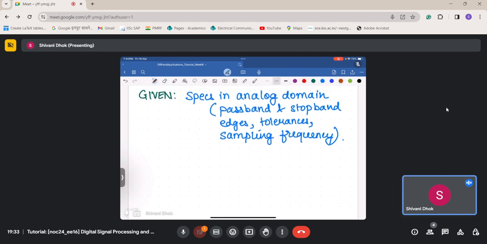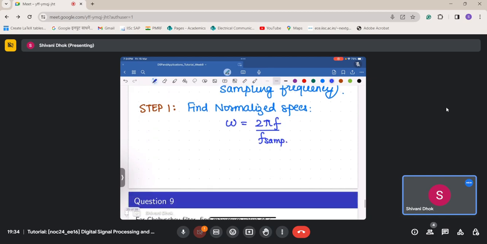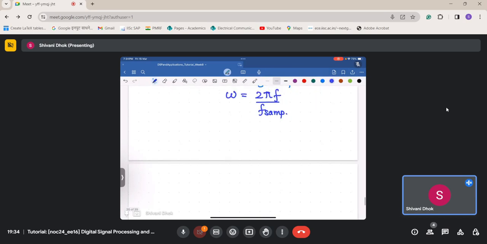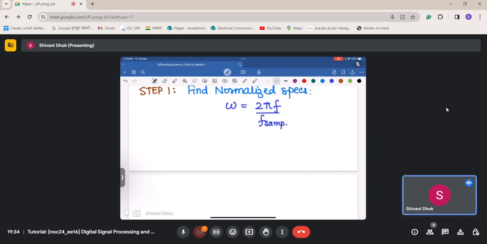Now let us start with step 1. It is to find normalized specs, and for that you will use this formula: omega equals 2π f by f sampling frequency. Once you have this, then you will do step 2.